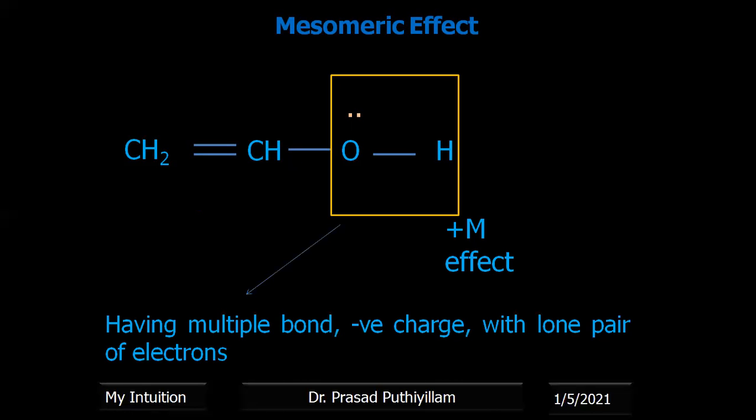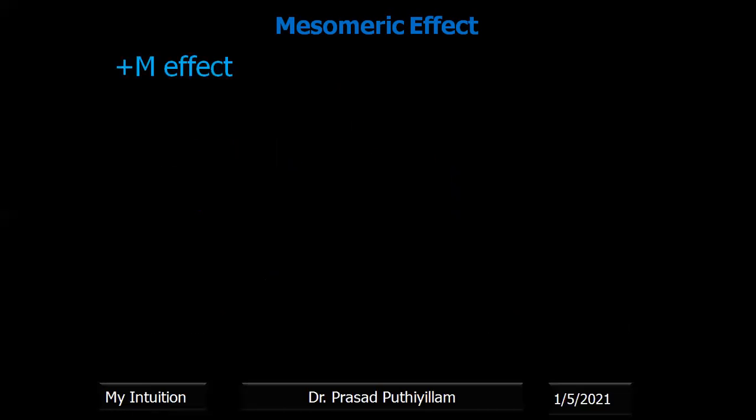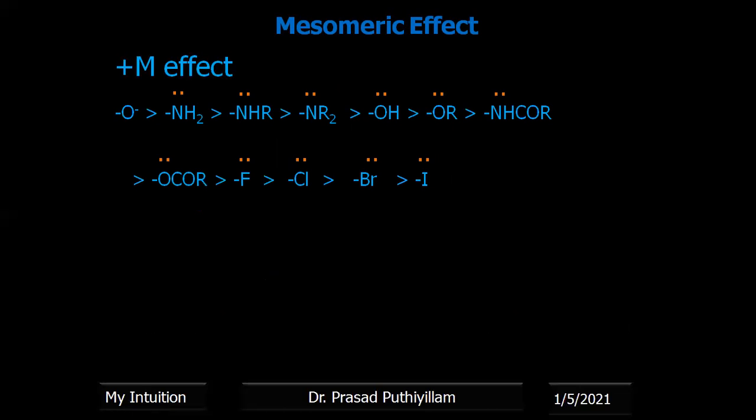That is, an atom or group of atoms connected to a multiple bond or having a negative charge with lone pair of electrons shows the plus mesomeric effect. Plus mesomeric effects are given by O minus, NH2, NHR, NR2, OH, OR, NHCOR, OCOR, fluorine, chlorine, bromine, and iodine. They either have a negative charge or a lone pair of electrons.